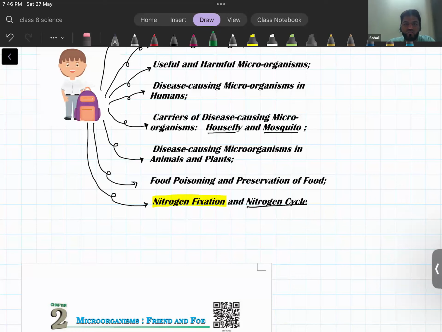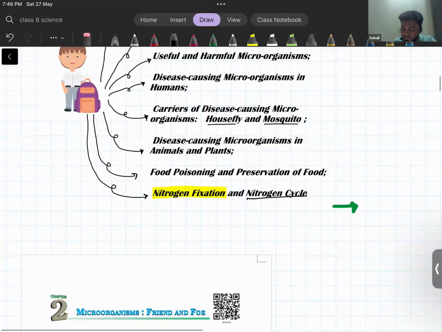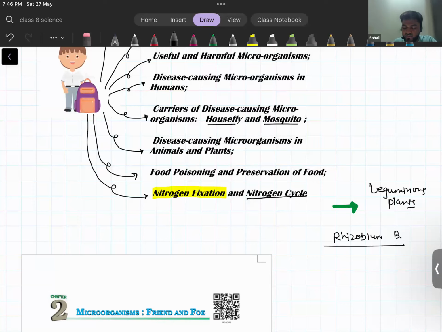We talked about certain plants, leguminous plants. In the roots of leguminous plants, there lives a very special bacteria called rhizobium bacteria. What does this rhizobium bacteria do? I have told you this multiple times in the previous class. This bacteria basically fixes the atmospheric nitrogen into the soil.